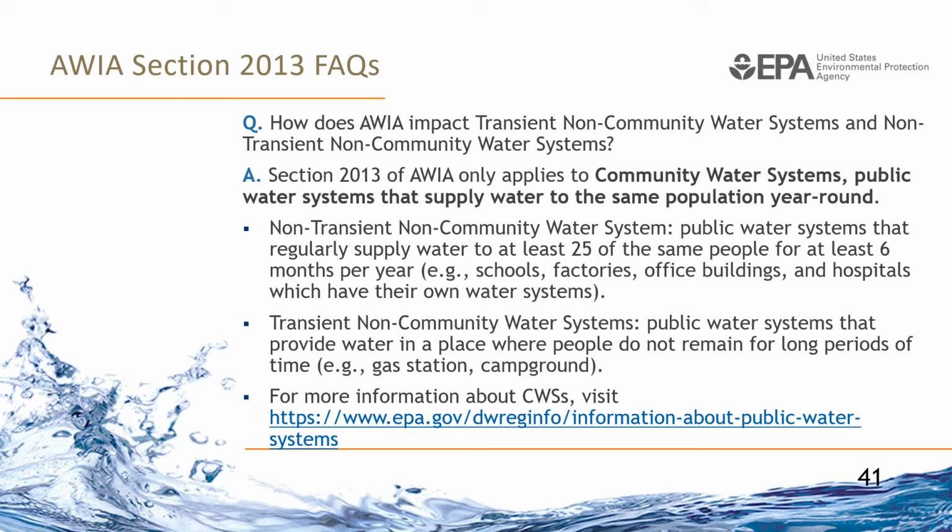And so the short answer is that AWIA doesn't apply to these other 2 types of public water systems, only to community water systems, which again, I have in bold on the slide, are defined as public water systems that supply water to the same population year-round. If you have any questions about what category your water system falls into, what type of public water system you are, please visit this website for more information that can help you figure out which category you belong to.